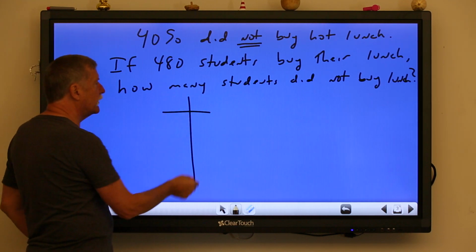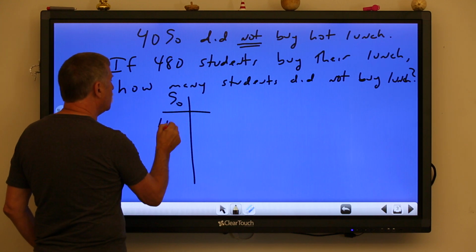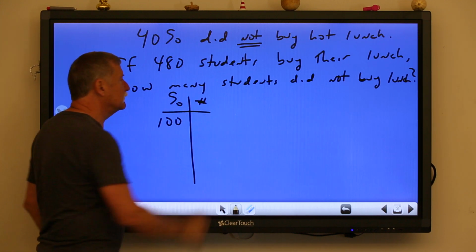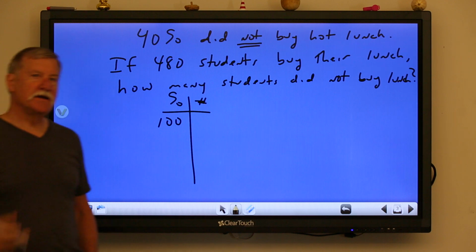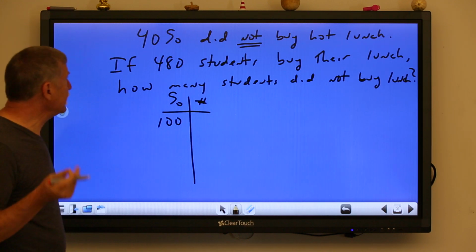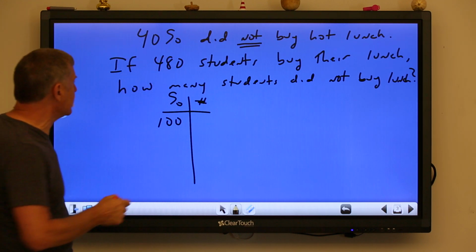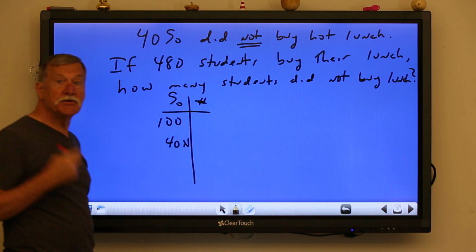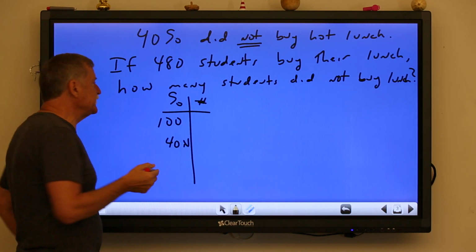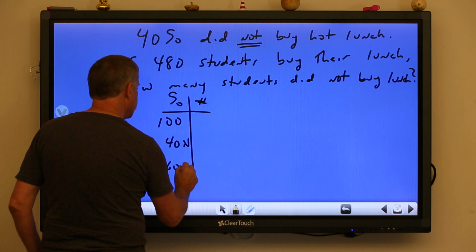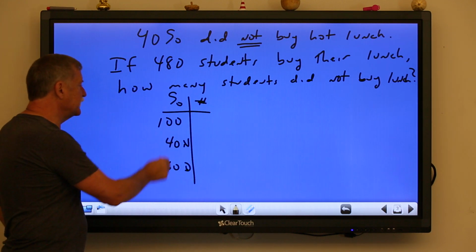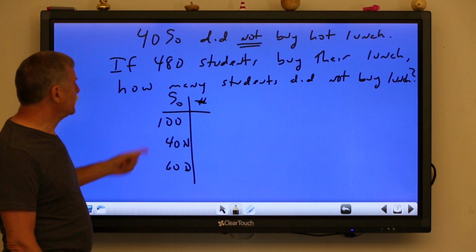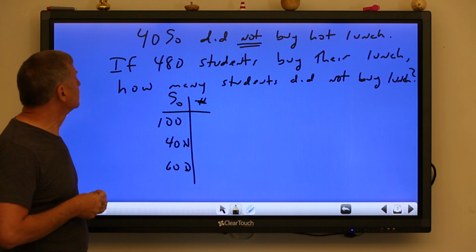Well, sign of the cross, percent, 100, numbers. Automatic. Just set it up that way. All right, now, what do we know? 40% did not. So I can say 40 not under the percent sign, which we can immediately say then 60 did, right? 100 minus 40 leaves 60 that did. If 40% didn't, then 60 did, all right?